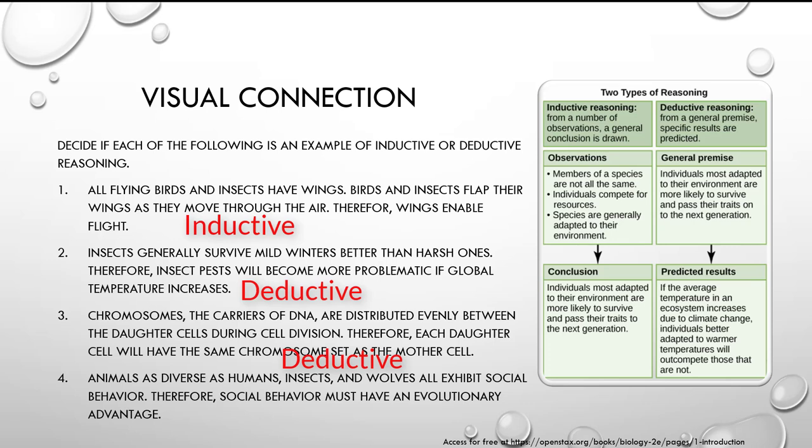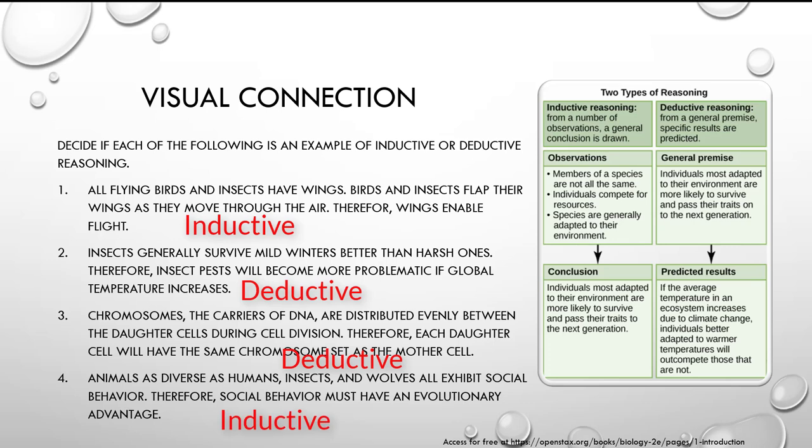And for our final question: animals as diverse as humans, insects, and wolves all exhibit social behavior. Therefore, social behavior must have an evolutionary advantage. Is that an example of inductive reasoning or deductive reasoning? If you chose inductive reasoning, I would agree with you.